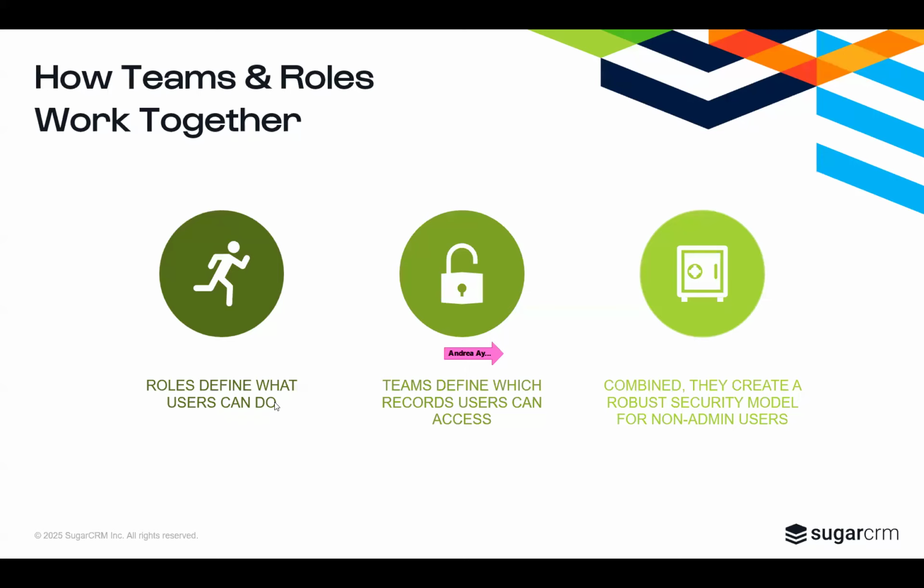So how teams and roles work together is that roles define what a user can do, teams define the records the users can access, and they combine to create a robust security module for non-admin users. And I say non-admin because admins are not affected by roles or teams. They can see all records, they can do all operations. They are a true super user in the system.